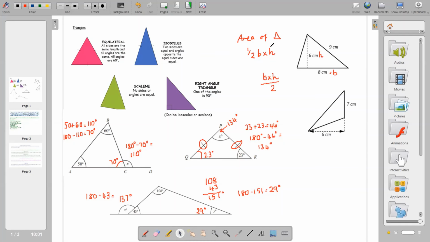So if you're going to use this first one here, a half of base times height, you can basically halve the base if you want, or halve the height, either one will do. So this will become 4, and you can just do 6 times 4 equals 24. If you're more comfortable with this one here, you would do 6 times 8 divided by 2, which is 48 divided by 2, and that will also give you 24, and your area is 24 centimetres squared. So remember, area is always in units squared.